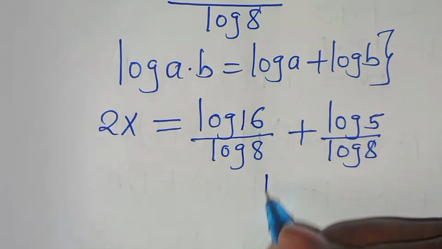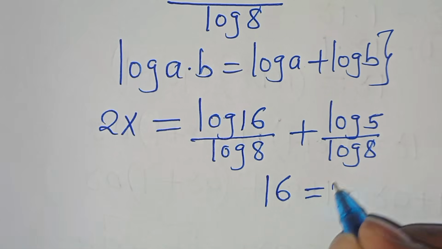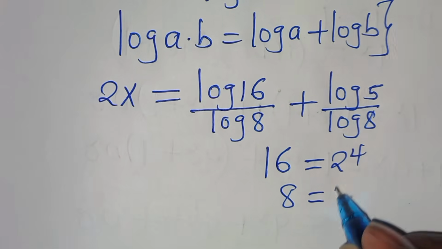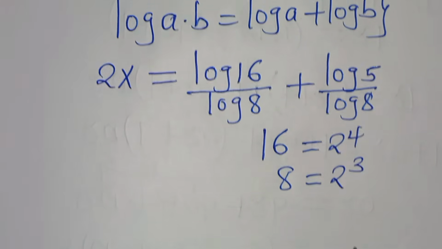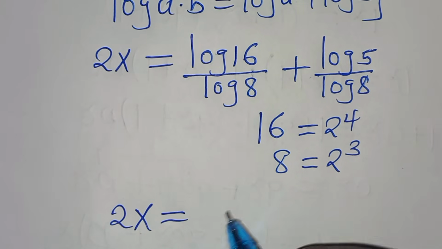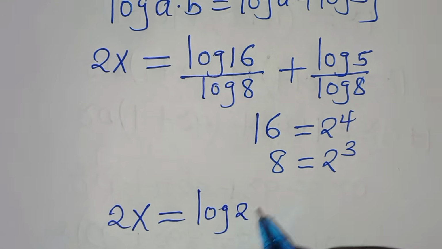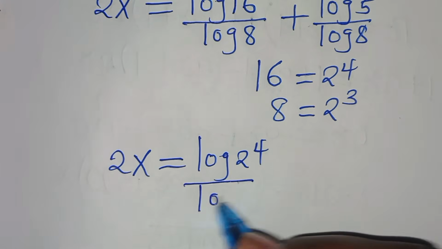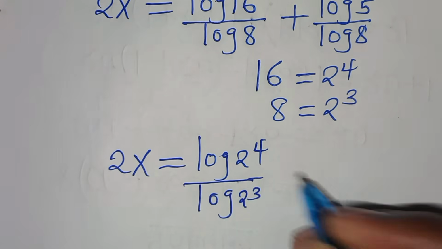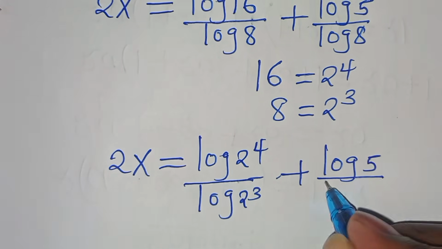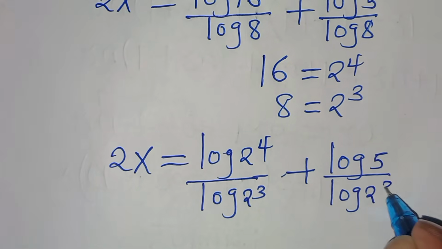The next step is that we can express 16 as 2 to the power of 4. Then we can express 8 as 2 to the power of 3. Now this means that we have 2x is equal to log 2 to the power of 4 divided by log 2 to the power of 3, then plus log 5 divided by log 2 to the power of 3.